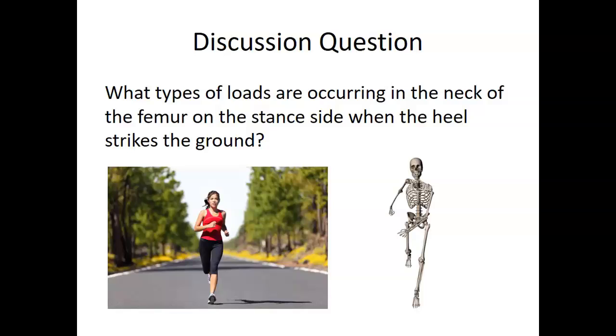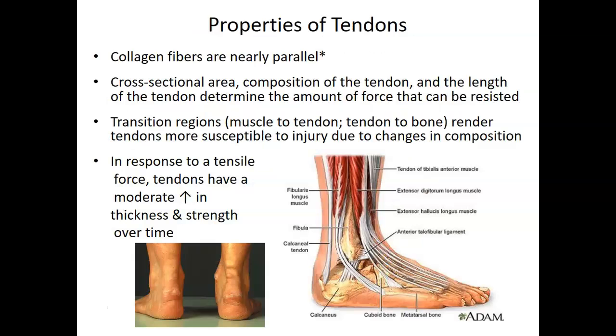So, in the case of the neck of the femur, what types of load are occurring in the neck of the femur on the stance side when the heel strikes the ground? The concave side of that neck of the femur is compressing, jamming up against. The convex surface is being stressed, being pulled apart, tensile stress. One side is being pulled farther from the other. Very dynamic effect. All right, moving on to tendons.